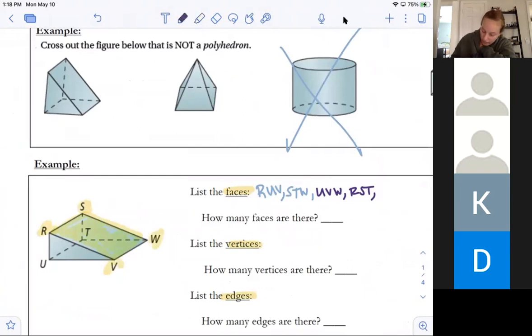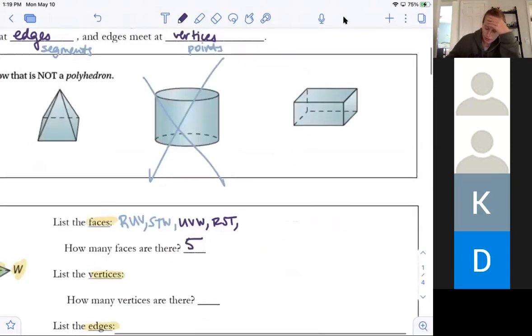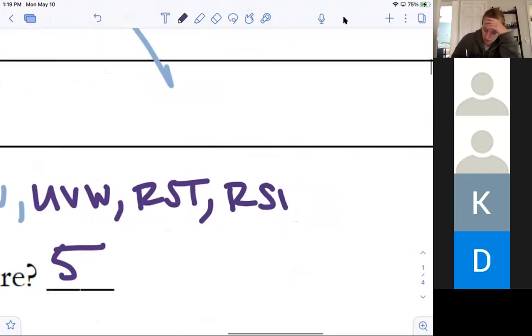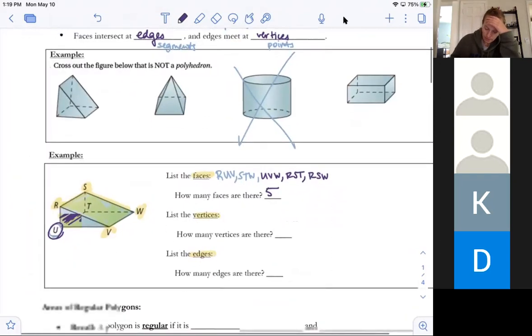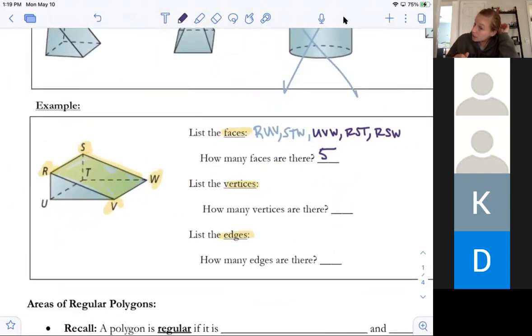So we have a total of 5 faces, and 2 of them are the triangles in the front and back. One's the bottom and one's the back, and then one's the front, the top slanted side. So I'm going to call that RSW. I'm going to make you practice some of these later. So if you have any questions or concerns, please let me know.